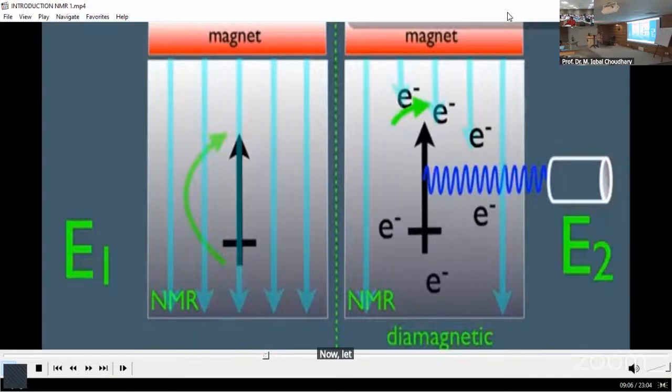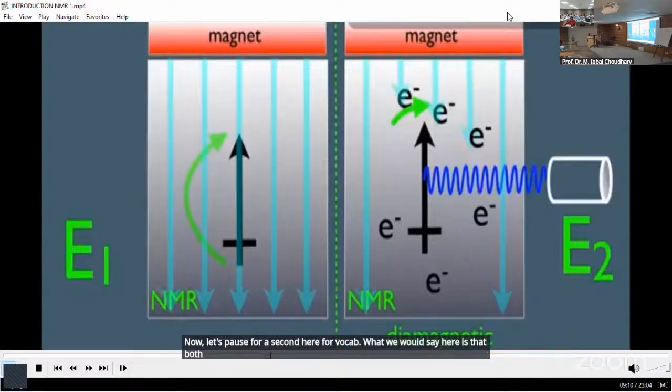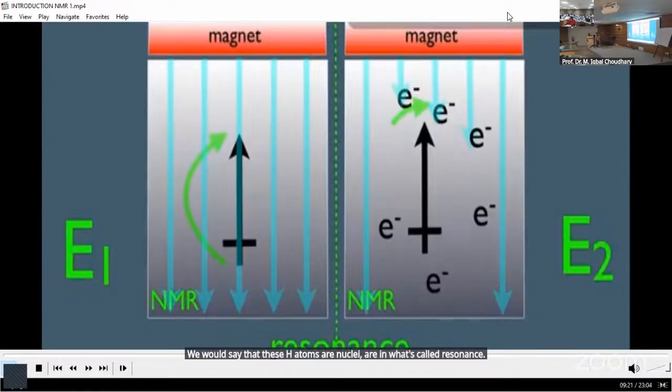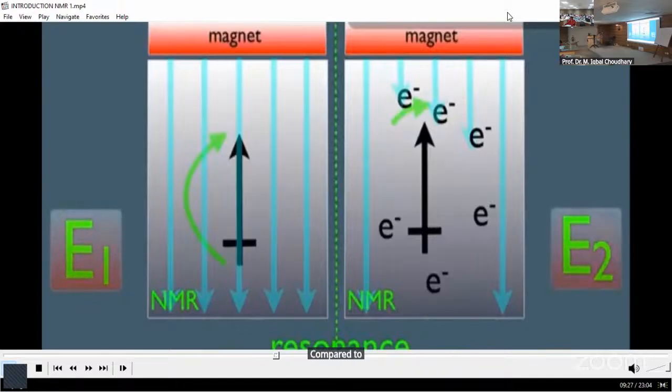Now, let's pause for a second here for vocab. What we would say here is that both of these H atoms, now both oriented in the same direction, that is up, we would say that these H atoms or nuclei are in what's called resonance. Resonance meaning same. And think about E1 here, this energy, compared to E2 energy.